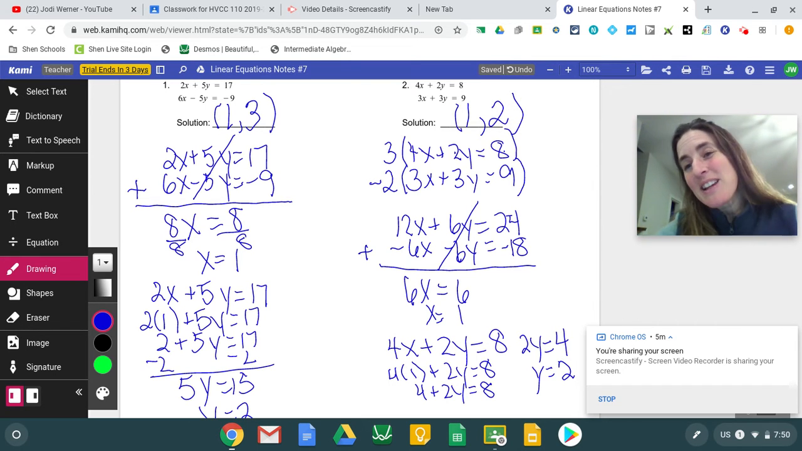And that was fun. And that concludes the methods of solving systems of equations. And this method was the elimination one.